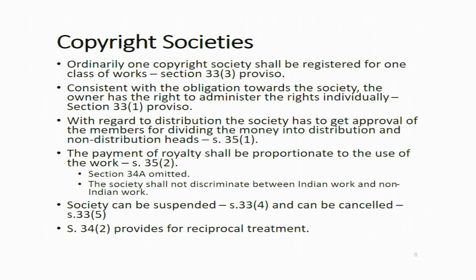There are some interesting provisions. Ordinarily, one copyright society shall be registered for one class of works. So, there is statutory monopoly given to copyright society. For one class of works, you have one society. For literary works, you have IRRO, Indian Reprographic Rights Organization, one society. For music, you have one society, Indian Performing Rights Society, IPRS. This is there in section 33, subsection 3, proviso.